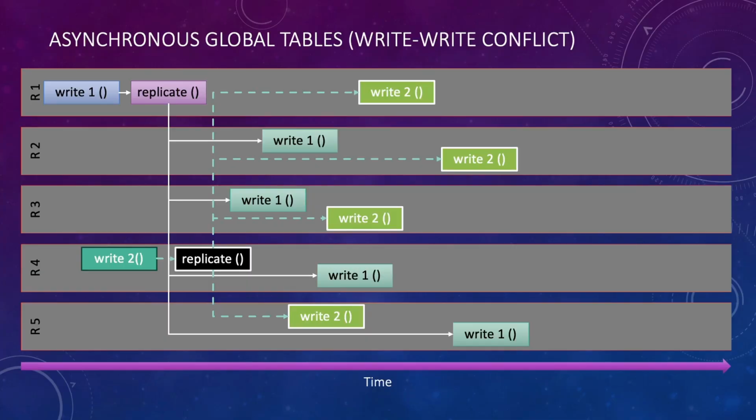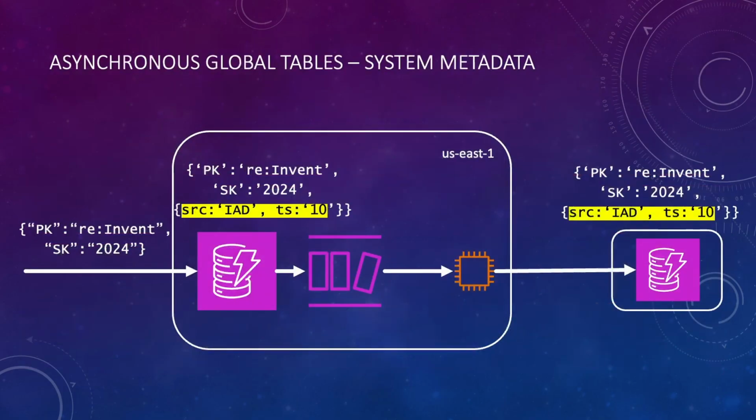When we built the library, we kind of took the same idea. So we stamp every write which comes into Dynamo for a global table with some metadata which says at what time this write happened and what region this write is originating from. Now, if 2 writes happen to the same key, we will use this metadata to resolve conflicts.